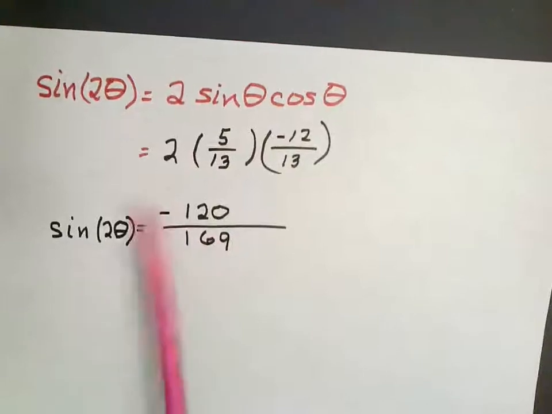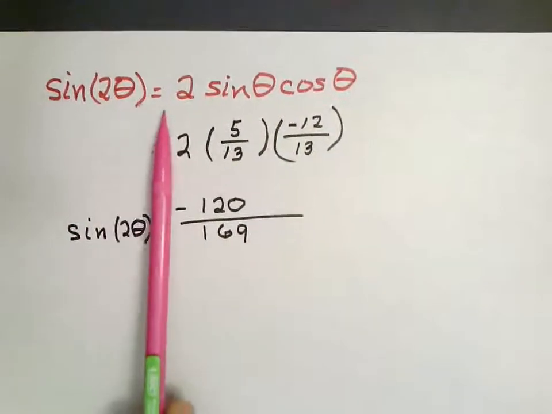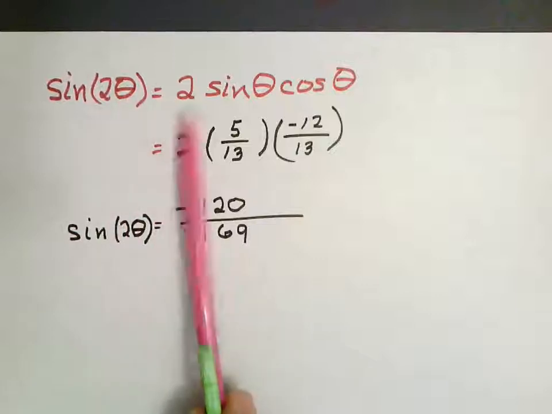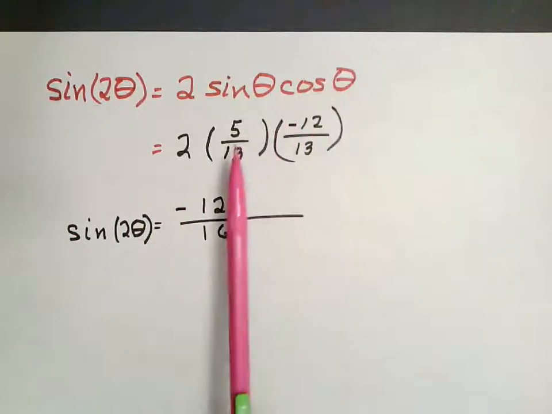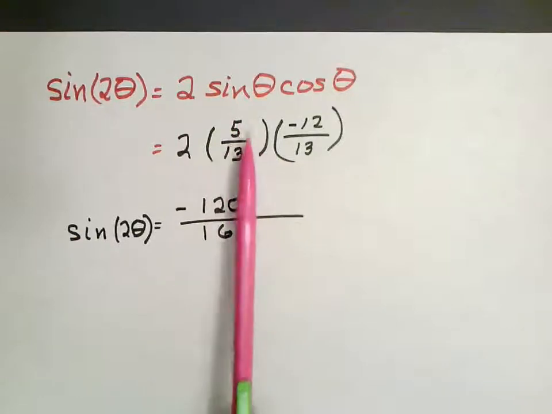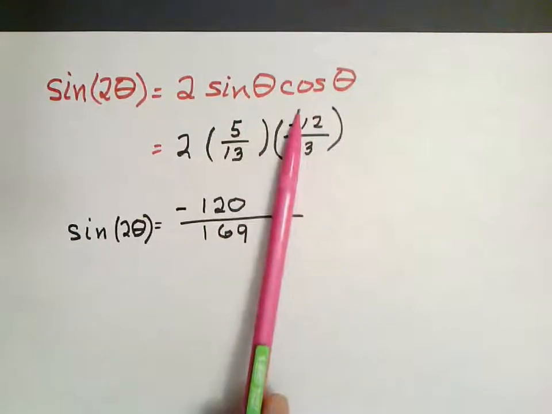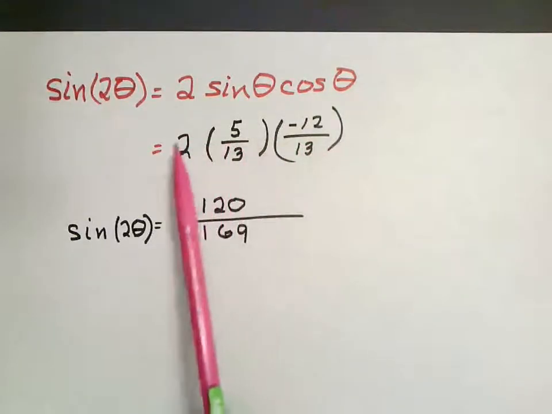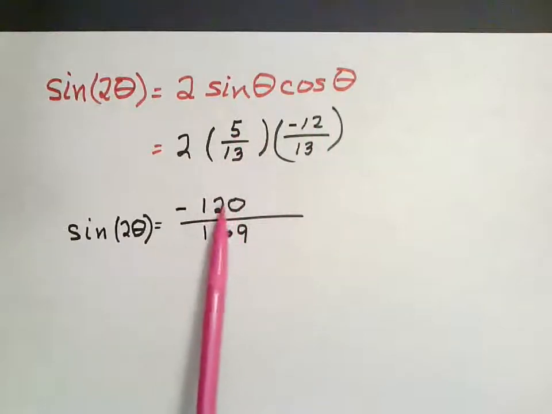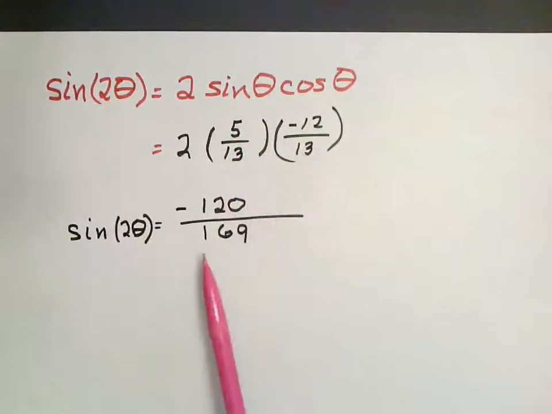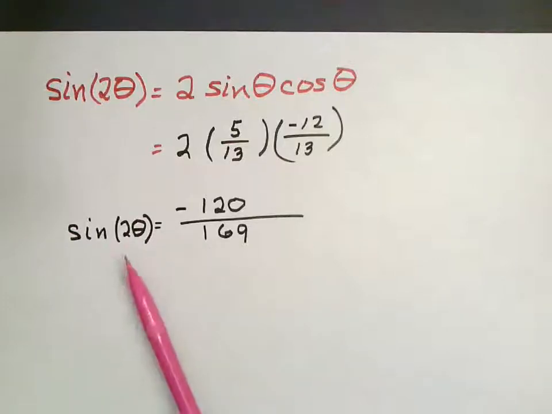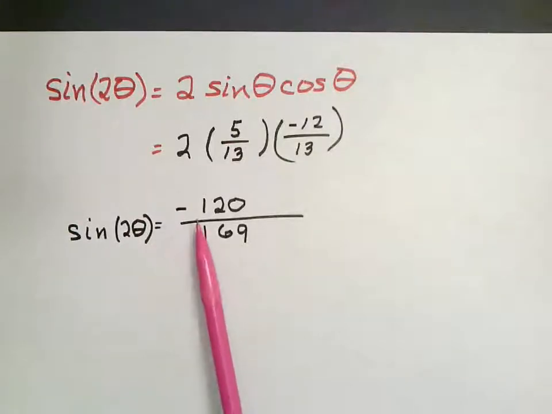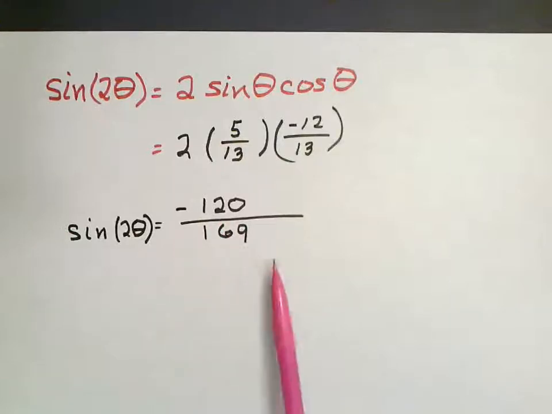So now we're getting ready to substitute into our double angle formulas. So here we have sine of 2 theta. Sine of 2 theta equals 2 times sine of theta times cosine of theta. We were given that the sine of theta is 5 over 13. We found the cosine of theta to be negative 12 over 13. We multiply the three numerators, 2 times 5 times negative 12 gives us negative 120. 13 times 13 is 169. So the sine of 2 theta is equal to negative 120 over 169.